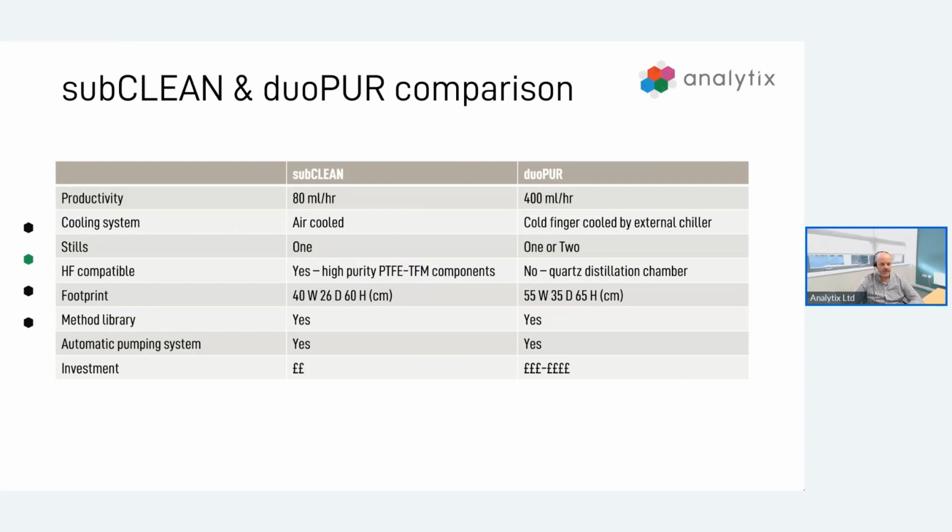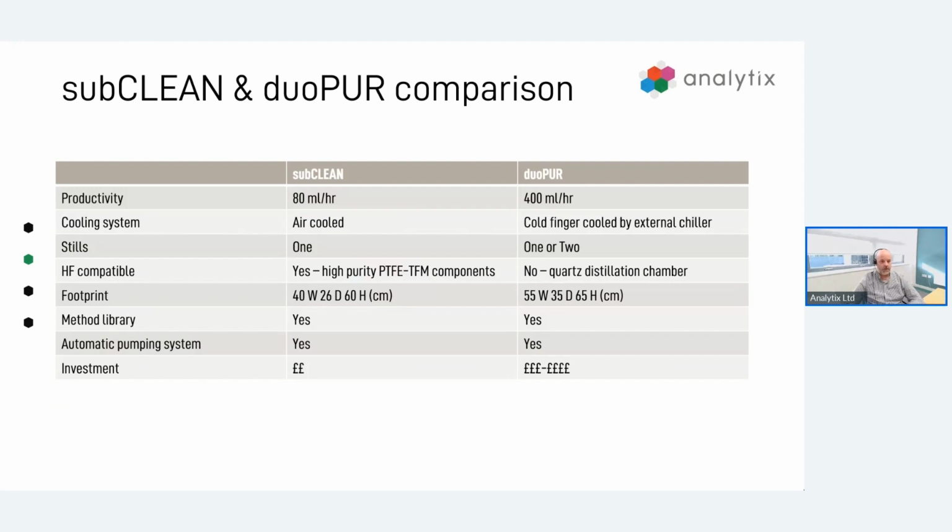The stills themselves, as I mentioned: the subclean is a single, so you can only do one acid at a time, as is the sub-pure. If you have the duoport with two independent stills, these can process two acids at once, so you could run nitric and HCl at the same time if you required.